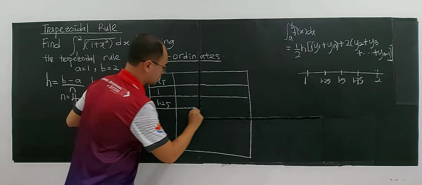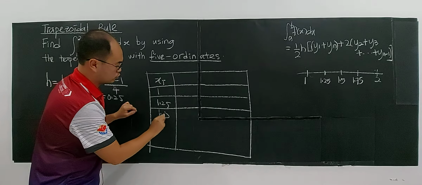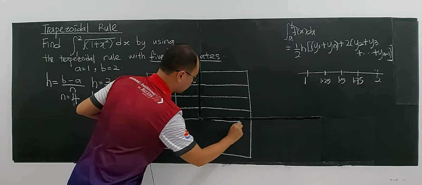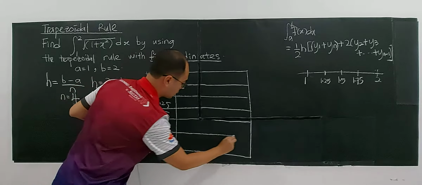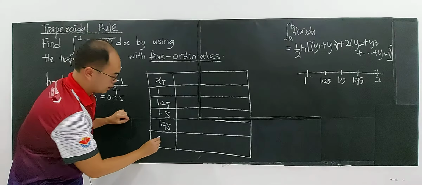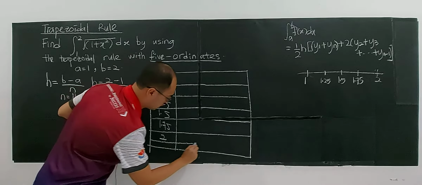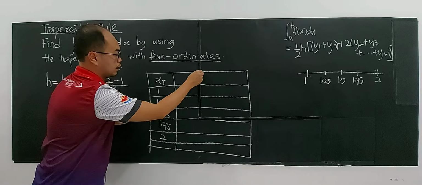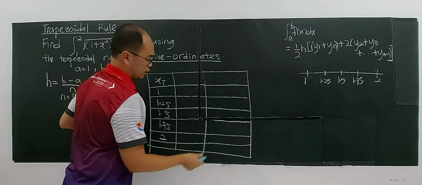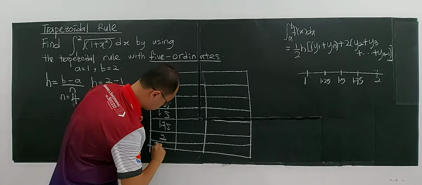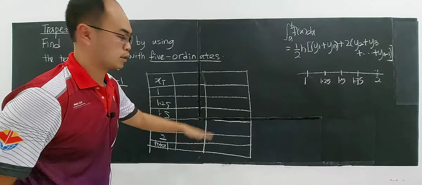1.25. If we have 5 ordinates, then we have 5 rows with values: 1.5 and 1.75, right? 1.75 and 2. Of course, the last one, we need to add up also. Okay, we need to add up. Then we have the total in this column here.